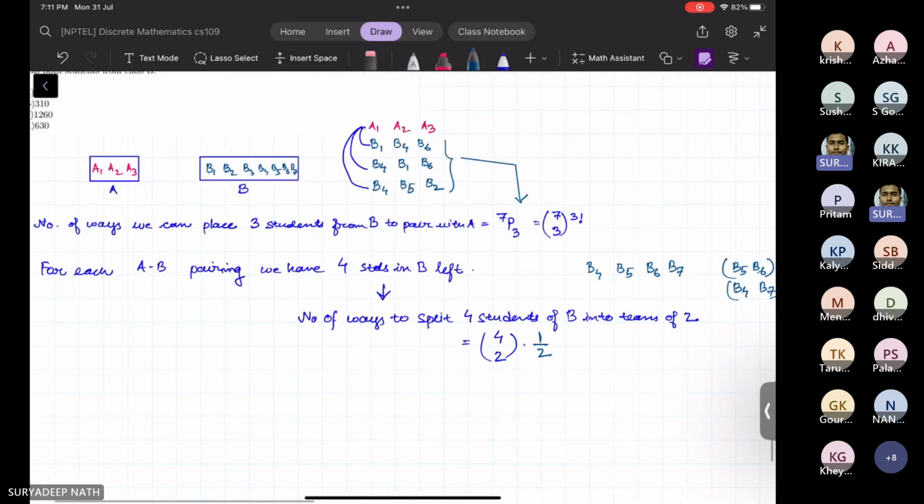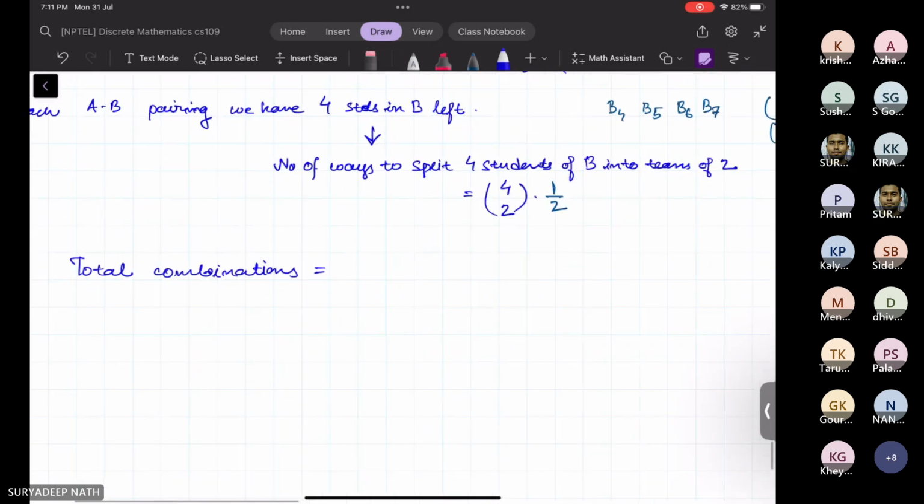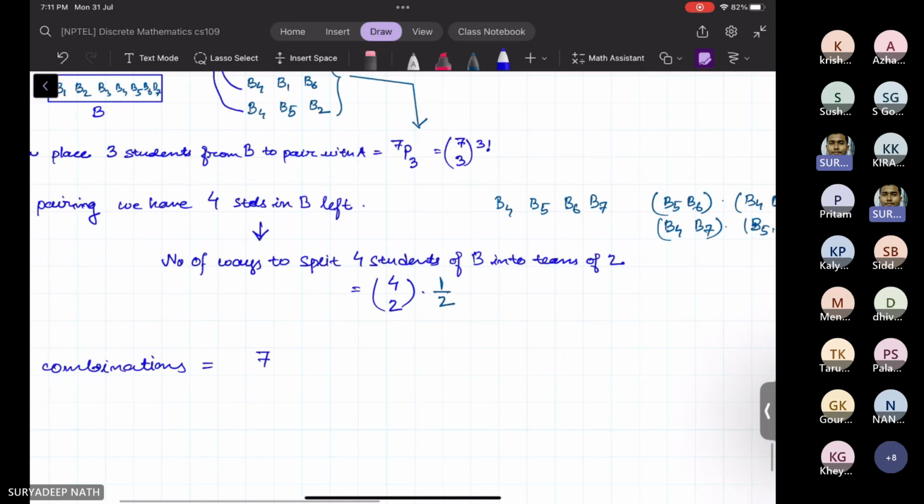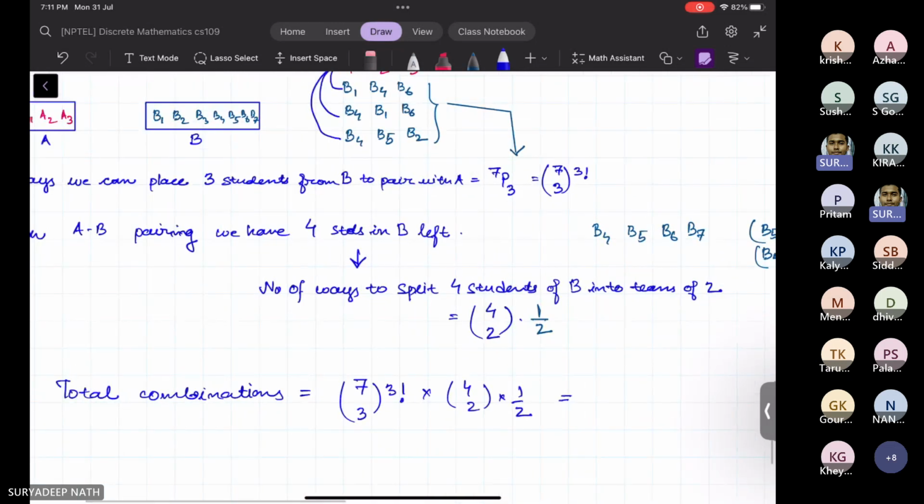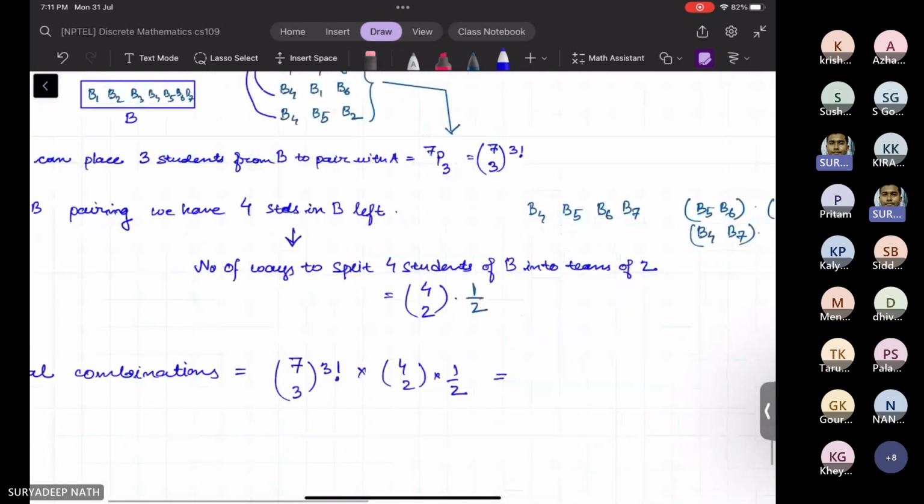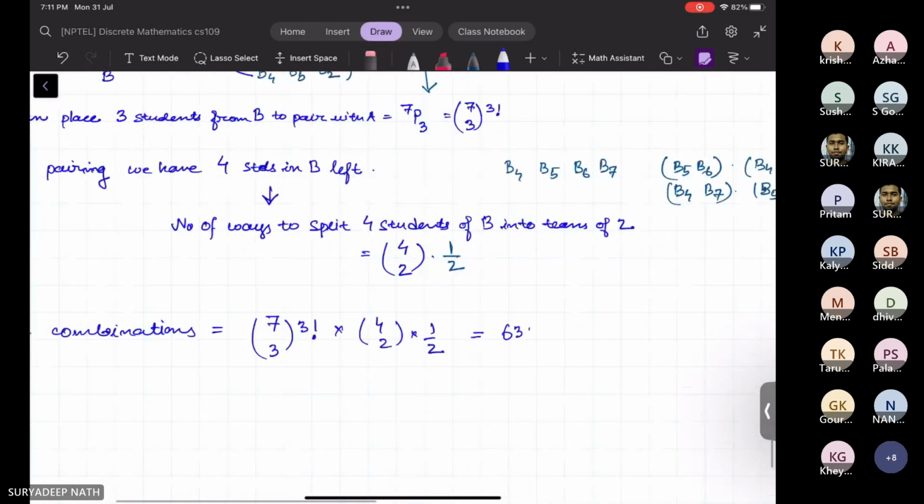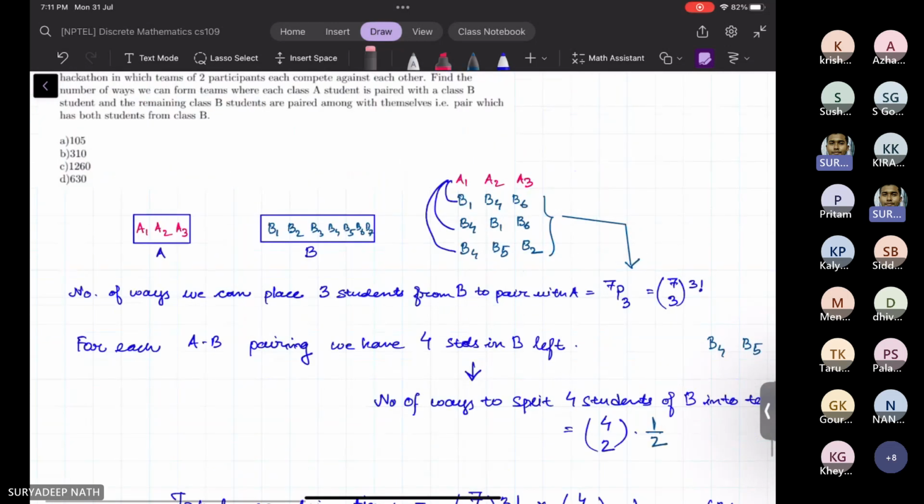So the total combinations would be 7 choose 3 times 3 factorial times 4 choose 2 divided by 2. So this is the total combination that we'll have, and this will turn out to be 630. So option D is the right answer for this question.